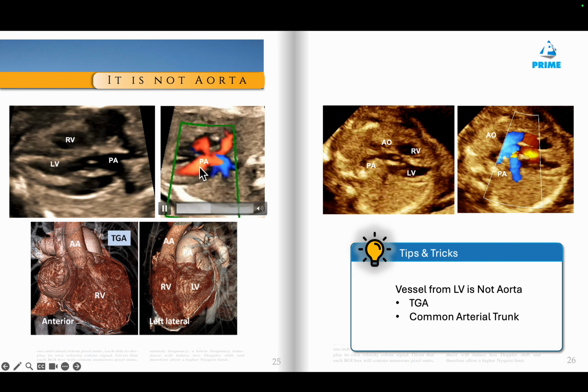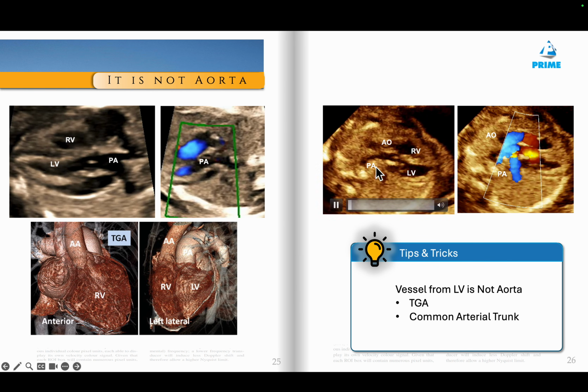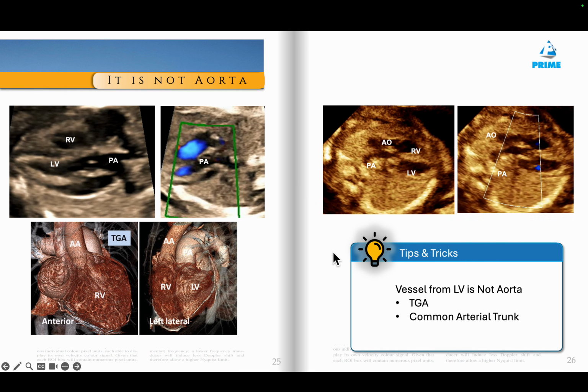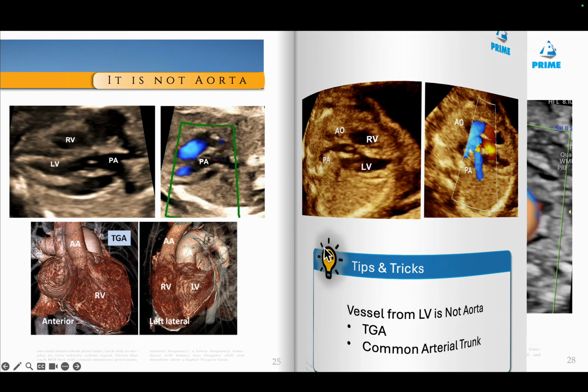So you see this is pulmonary artery which is branching into two, coming out of the left ventricle, and then you have other signs of parallel vessels, and aorta is coming from the right ventricle and PA is coming from the left ventricle which is branching. So be sure that what you're thinking is aorta, is it really aorta? It could be a pulmonary artery.